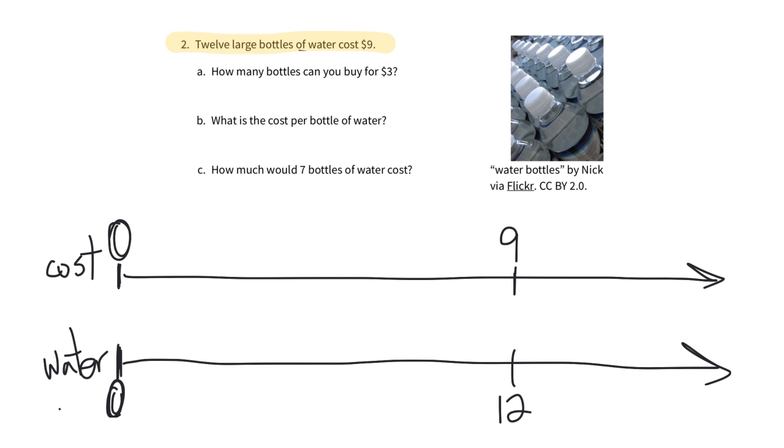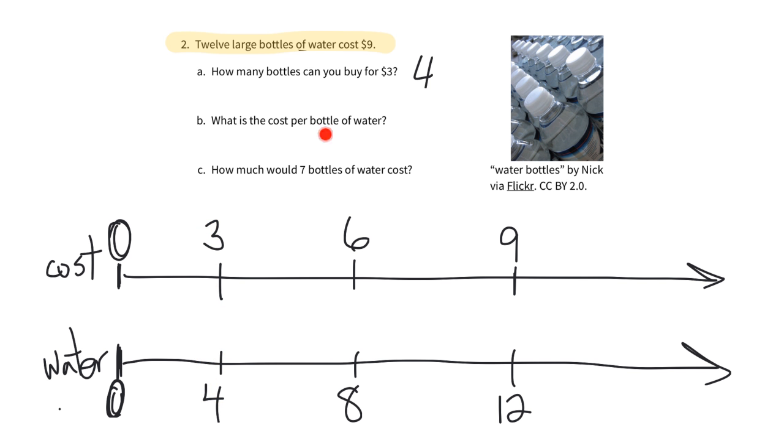If we want to get the dollars to $3, I can imagine cutting this into 3 equal pieces. That makes this 3, this 6, and there's my 9. So I'm doing hops, 3, 6, 9. If I cut this into 3 pieces, I need to cut the water line into 3 pieces too, only this time it's going to be 4, 8, and 12. So how many bottles can you buy for $3? Here's your $3. You could get 4 water bottles for $3. So the answer is 4.